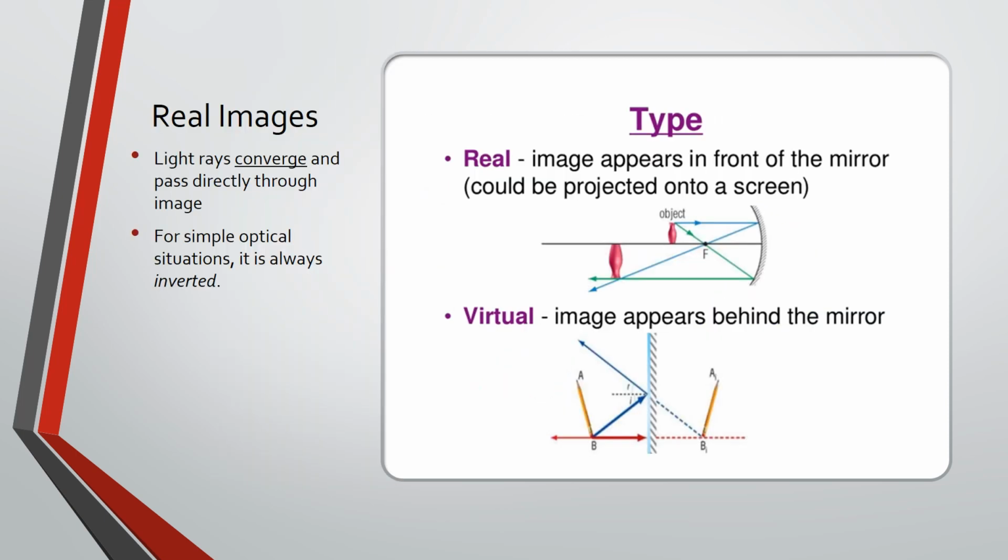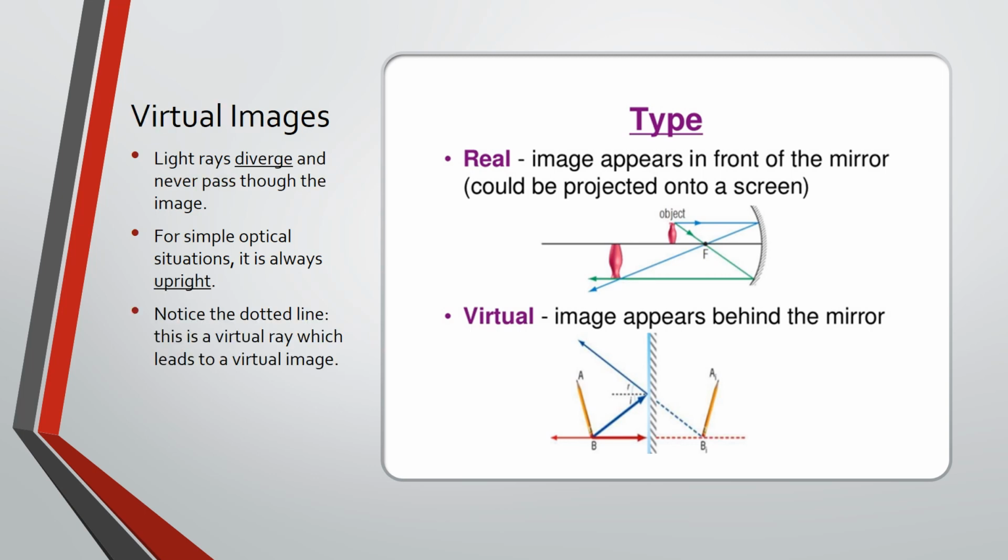Real images are where light rays converge and pass directly through the image. For simple optical situations or setups, it is always inverted. As you can see in the picture there, it is inverted. The light rays actually bounce off the mirror and converge to a point on the image.